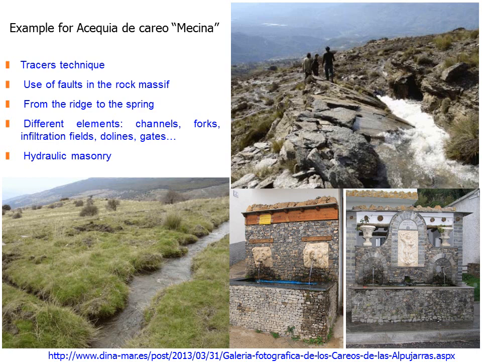Another example of Careo canals is the one from Messina, where tracer techniques were used. They use the faults in the rock massif to transport the groundwater from the ridge to the spring, and there are many different elements in the construction, from channels to forts, infiltration fields, door lines, gates, and some of them with the employ of hydraulic masonry.